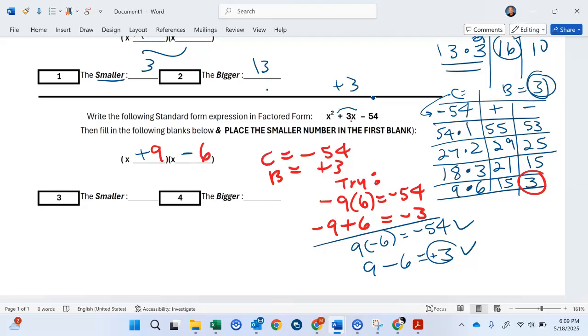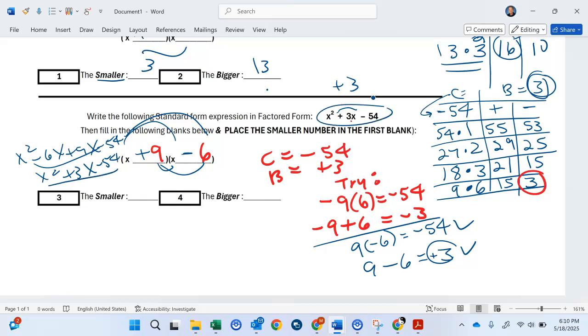And if we have to, we can always try this: x squared, and then minus 6x, and then plus 9x, and then minus 54. We put these together, x squared plus positive 3x minus 54. So that checks with that. Okay, so the smaller number, negative is always smaller than positive. So negative 6, positive 9, that's what you put into Canvas.